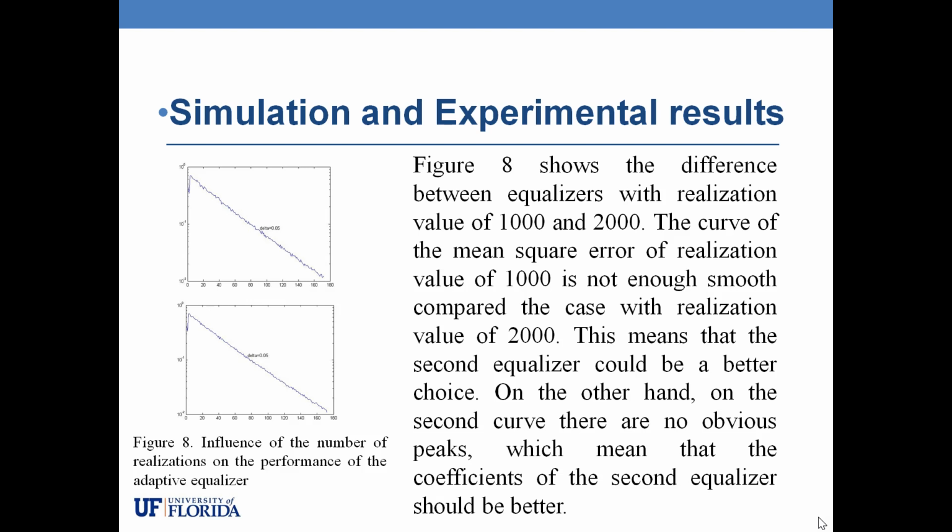The curve of the mean square error with realization value of 1000 is not as smooth compared with the case of realization value of 2000. This means that the second equalizer could be a better choice. On the other hand, on the second curve, there are no obvious peaks, which means that the coefficient of the second equalizer should be better.